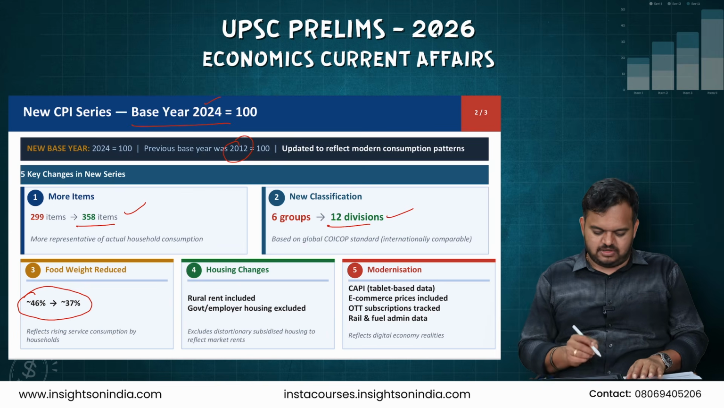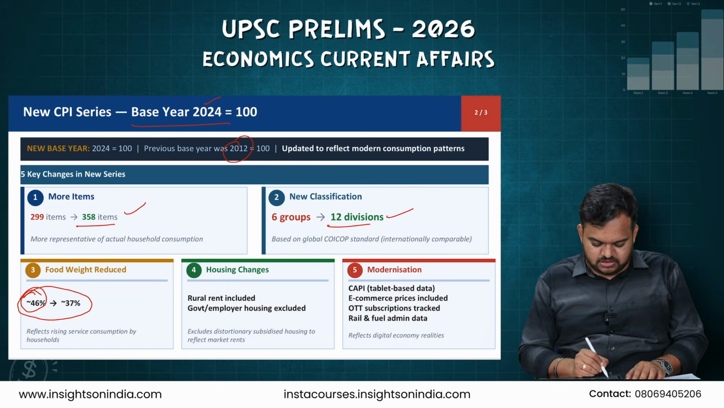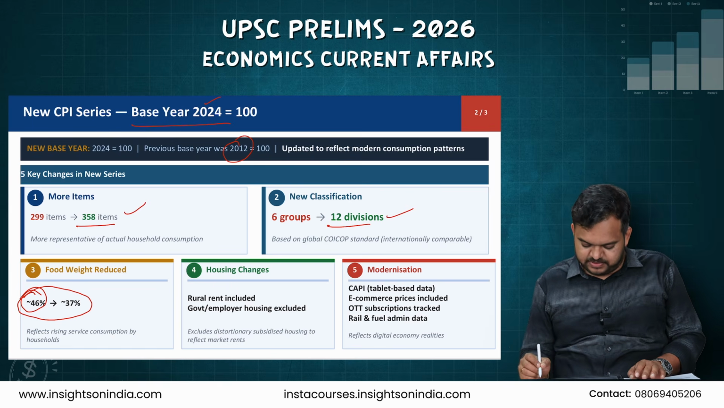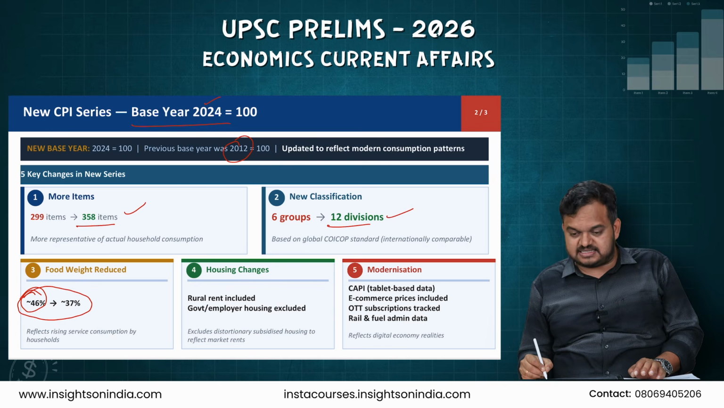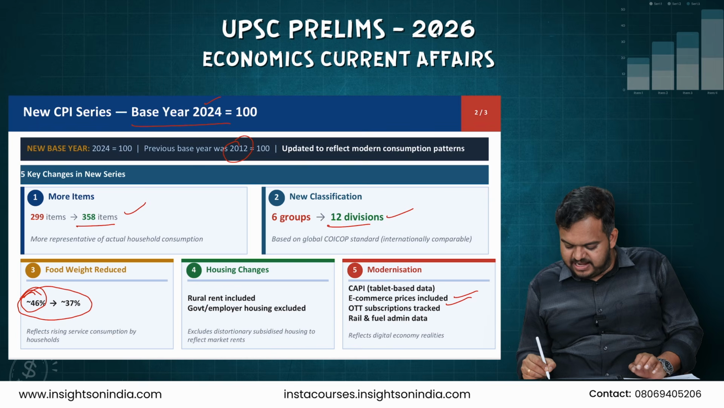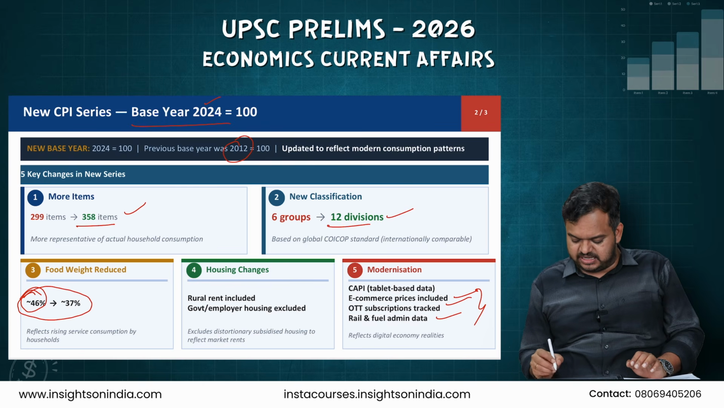So now the food products weightage has been reduced from 46 to 37%. So these are important things. And also e-commerce prices, OTT subscriptions, rail and fuel admin data, again not so important. These are very miscellaneous. I don't think UPSC Prelims is going to ask these things.